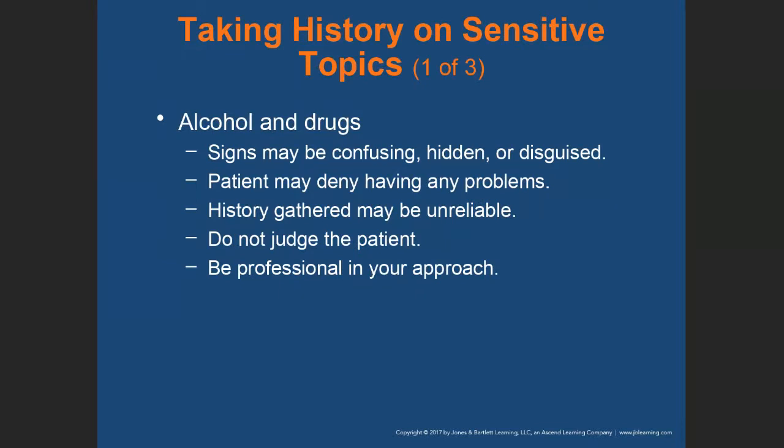Now, taking history on sensitive topics. You can have patients that are taking alcohol or drugs. Signs may be confusing, hidden, or disguised. The patient may deny having any problems. History gathered might not be reliable information. Do not judge the patient, be professional in your approach, and it's never more than 2 beers, no matter how drunk the patient is. Just 2 beers I had, 2 beers.